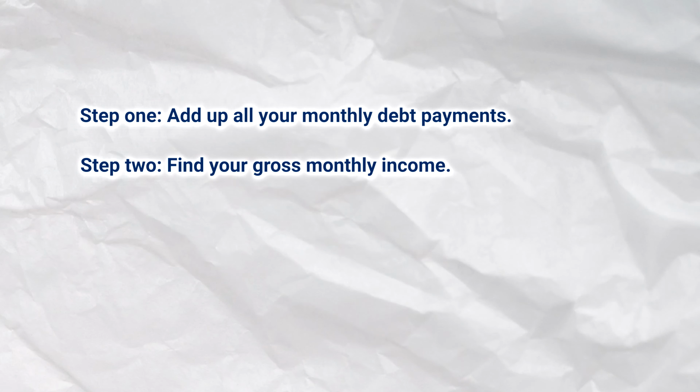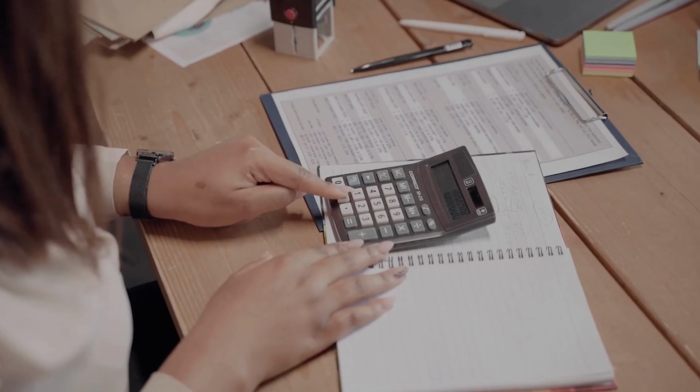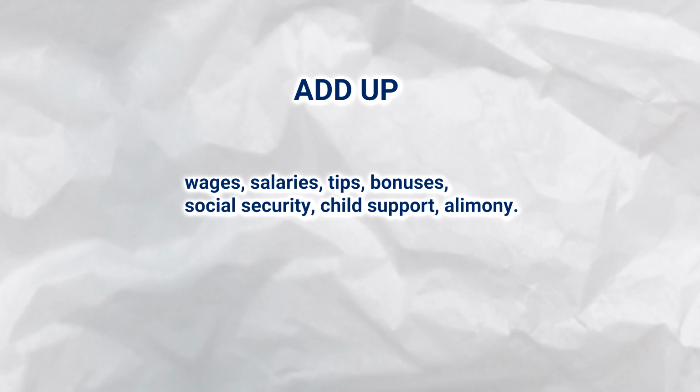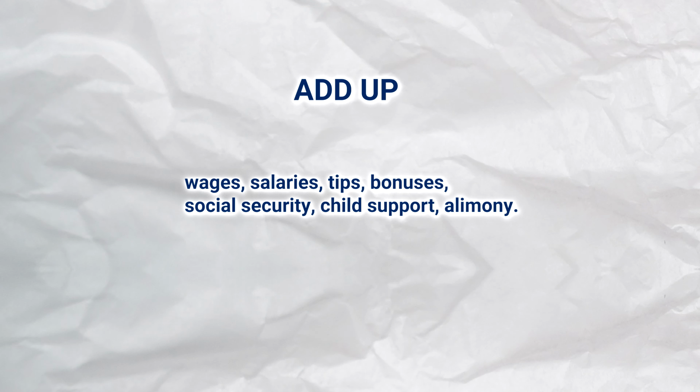Step 2, find your gross monthly income. So what's included there? This includes wages, tips, salaries, bonuses, social security, child support, alimony. Things it doesn't include are a side gig, especially if you've only done it for less than 2 years. There needs to be a history of that income. Now, if you're salaried, just take that and divide by 12, and that'll get you your monthly income.